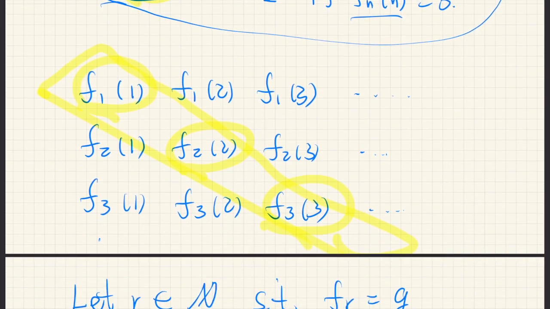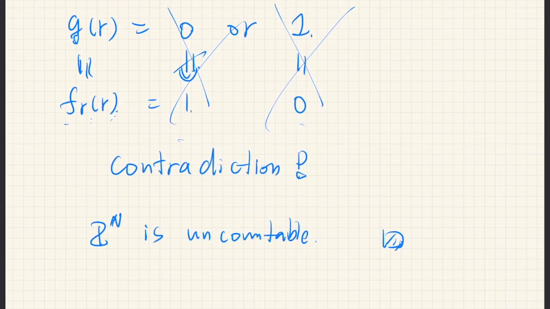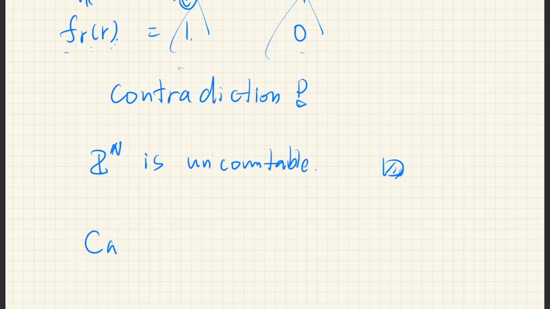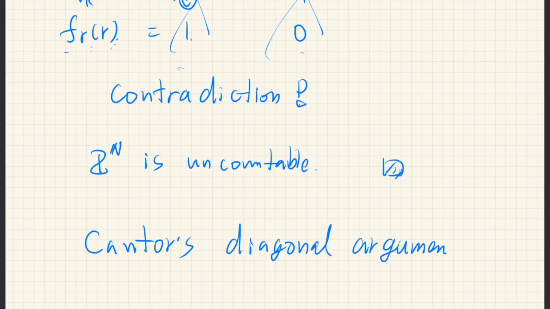This type of argument is called Cantor's diagonal argument. Maybe you should look up Wikipedia or something. Diagonal argument. And this type of argument appears in many places in mathematics, and it's pretty useful. So it's good to remember what this is.